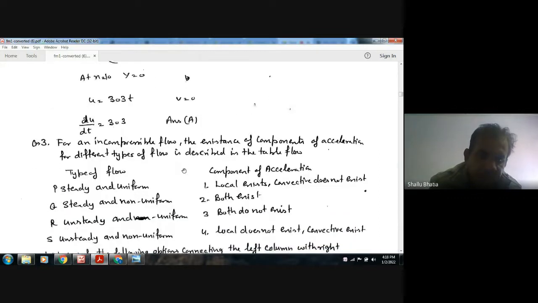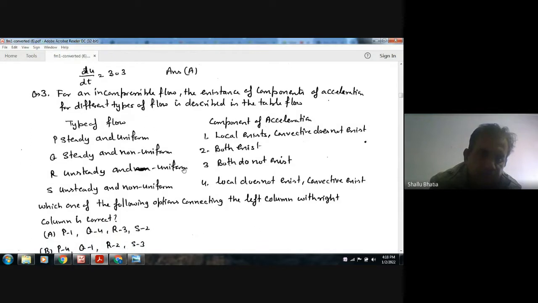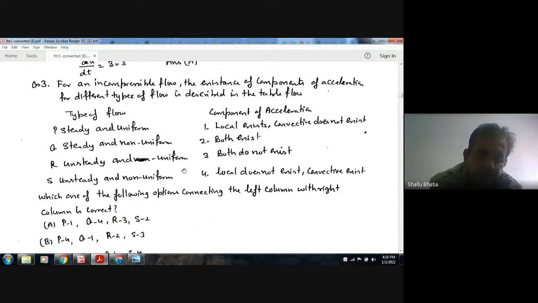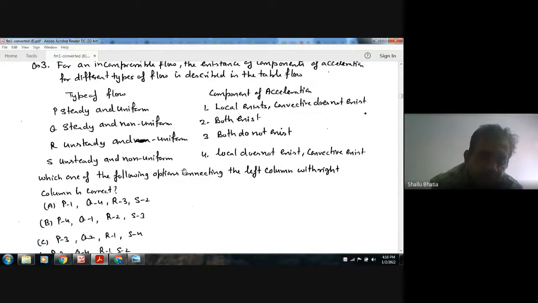Next, for an incompressible fluid, the existence of components of acceleration for different types of flow is described in the table below. Type of flow: steady and uniform; components of acceleration: local exists, convective does not exist. Steady and non-uniform: both exist. Unsteady and uniform: both do not exist. Unsteady and non-uniform: local does not exist, convective exists.